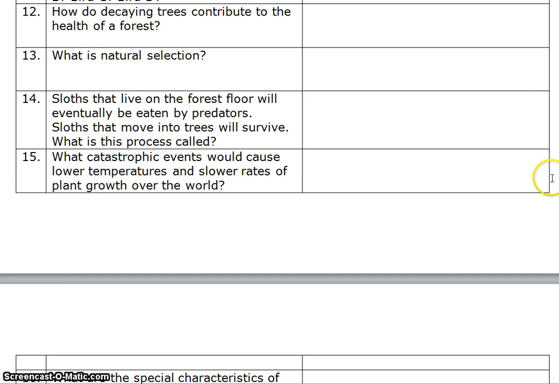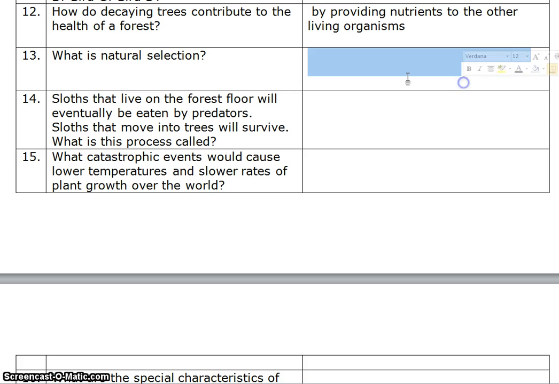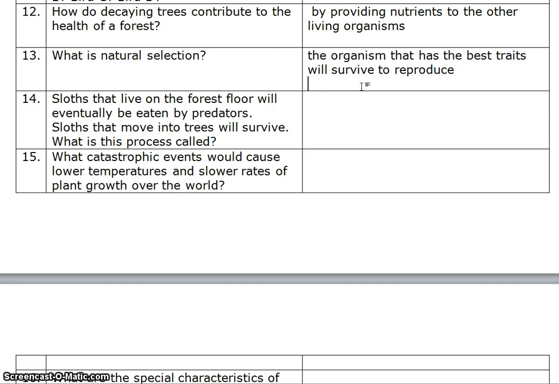12. How do decaying trees contribute to the health of a forest? By providing nutrients to the other living organisms. 13. What is natural selection? It's when an organism that has the best traits survives in order to reproduce. Nature just sort of selects who gets to live and who's not going to live based on the traits that they have, if it helps it survive and pass on the traits to its offspring.